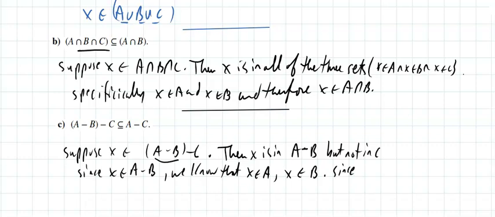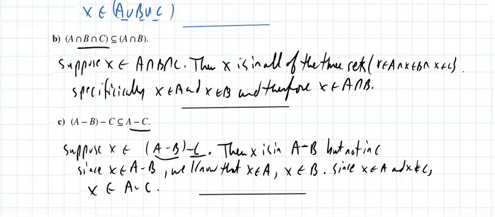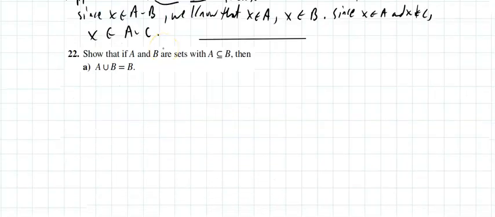Since X belongs to A and X does not belong to C because it's minus C, X belongs to A minus C, which is what I want. I was making sure that's what it is. Number 22. Show that if A and B are sets with A a subset of B, then A union B is B. Okay, well, let's see.